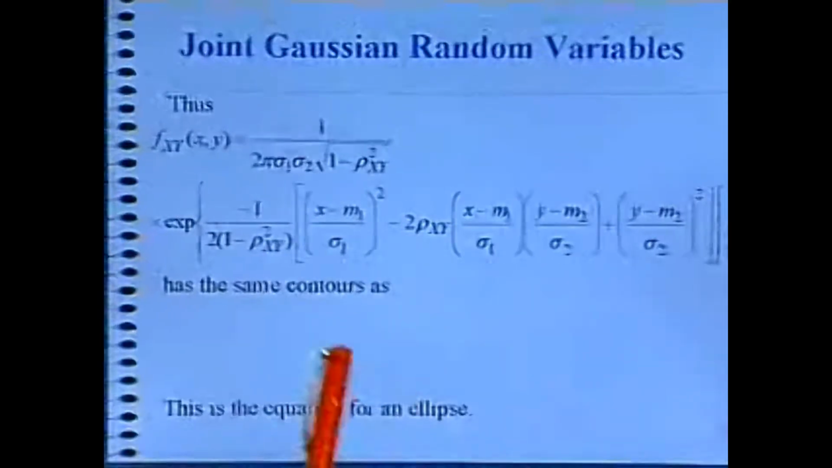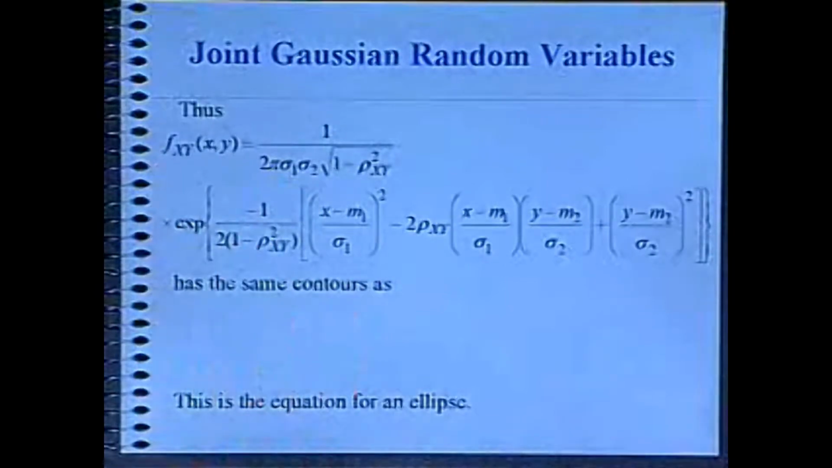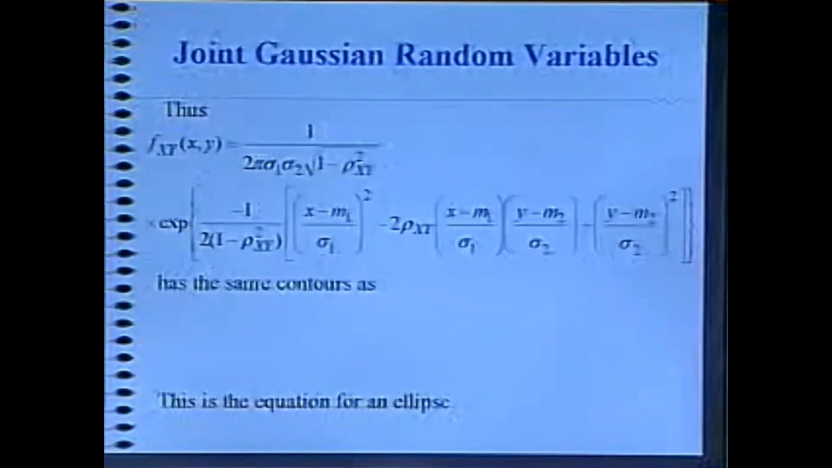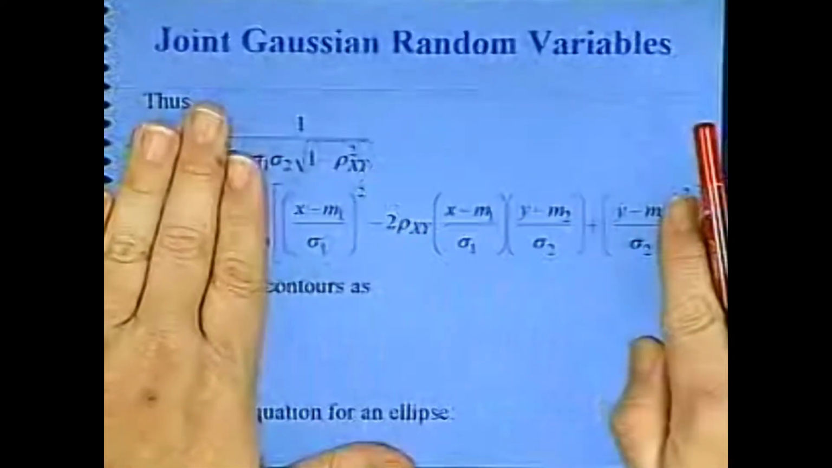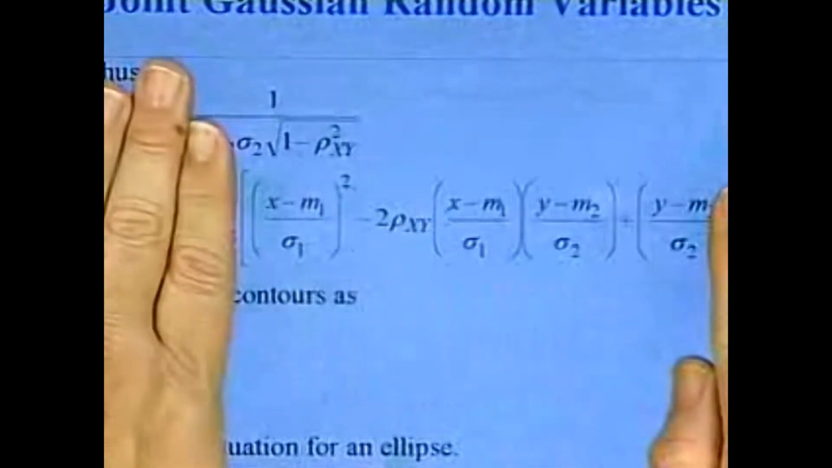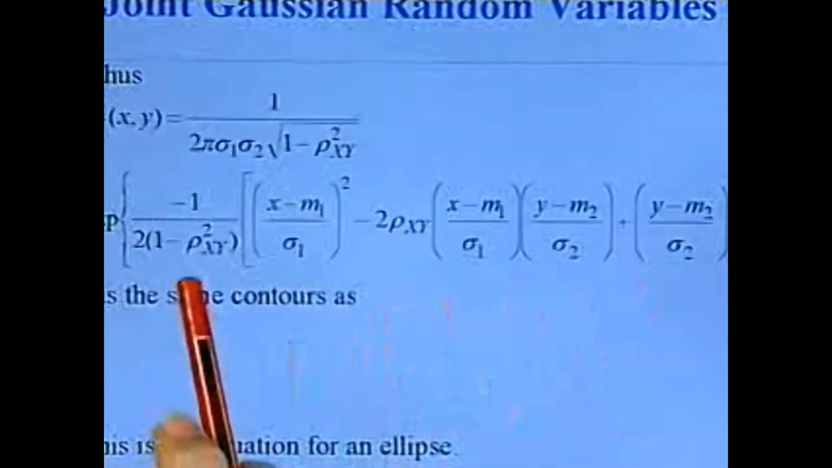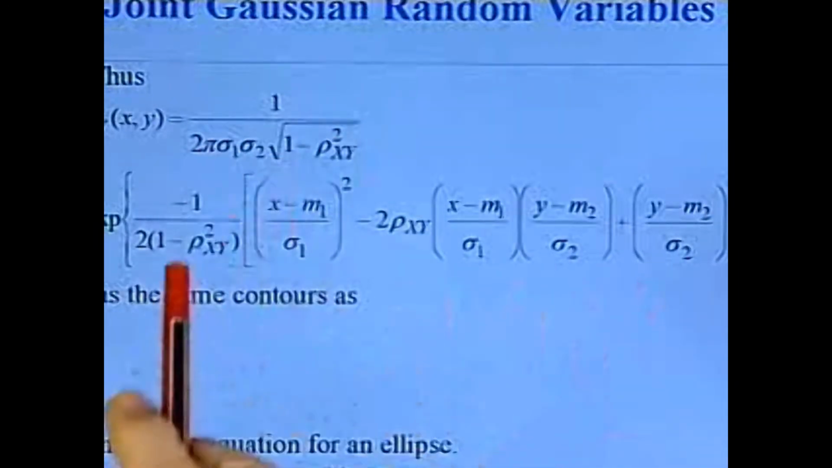So let's take a look at the density function, and what we would like to do is get a handle on what the contours of this density function look like. Well, the only place that this is a function of x and y is within these square brackets here. Do you agree with that? Within the square brackets, that's the only place it's a function of x and y. Everything else is a parameter of the operation.